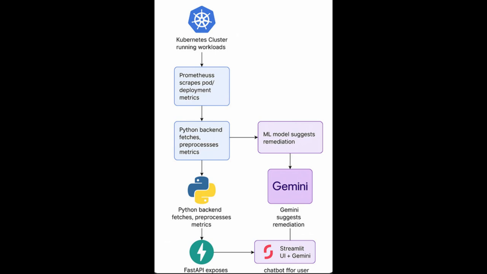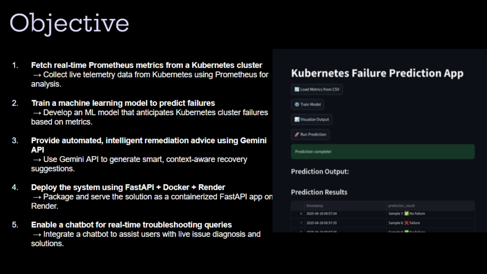We use Prometheus and kubectl using Minikube to continuously scrape metrics from the pods and deployments, like CPU usage, memory consumption, and container restarts. These real-time metrics are fetched by a Python backend, which pre-processes the data. That includes handling missing values, smoothing noisy data using rolling averages, and generating failure flags.